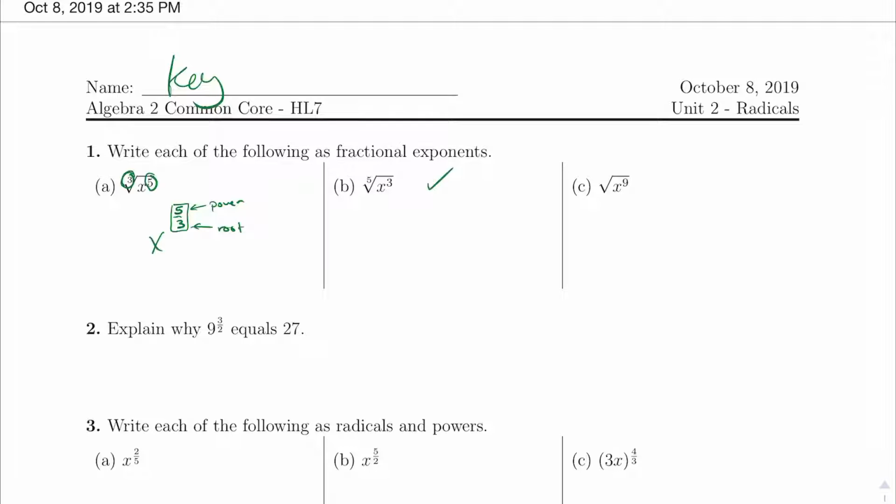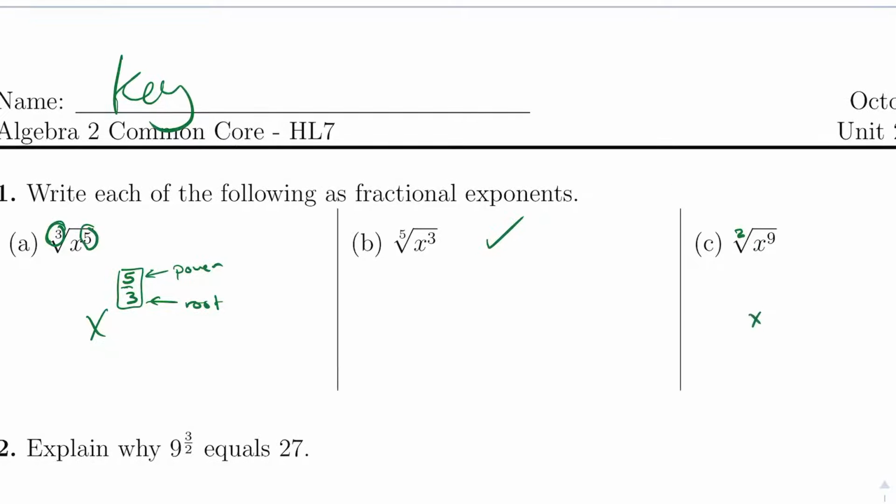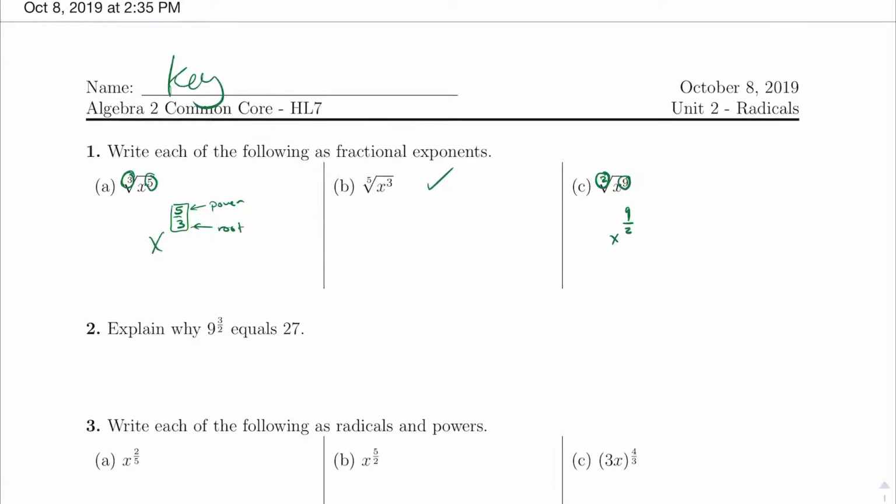Now the one secret to remember with C is when you have a square root, you usually don't write the 2, but there's an implied 2 here because square roots cancel squares. So in this case it would be x to the power over root, and even though the 2 wasn't written there, because of the square root, the root is the second root. So you guys are going to do that one.